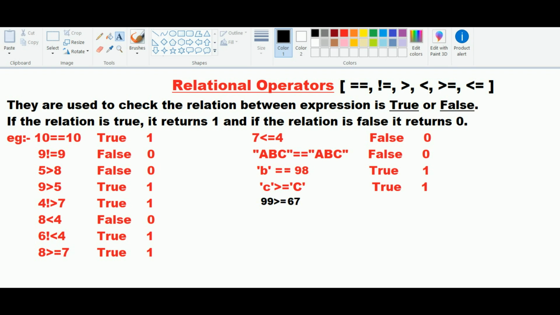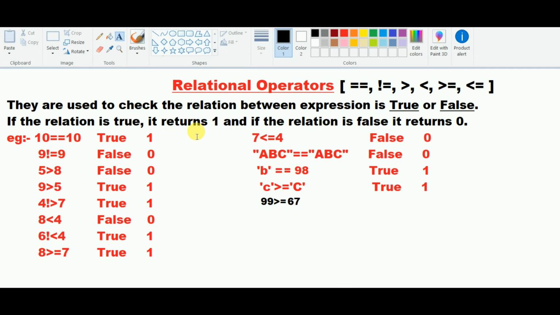This is Abhishek. In this video, I am continuing the operators. Now I am going to start the relational operators. So what are the rules of relational operators? They are used to check whether the relation between expressions is true or false. If the relation is true, it returns 1. And if the relation is false, it returns 0. These are the examples of relational operators.